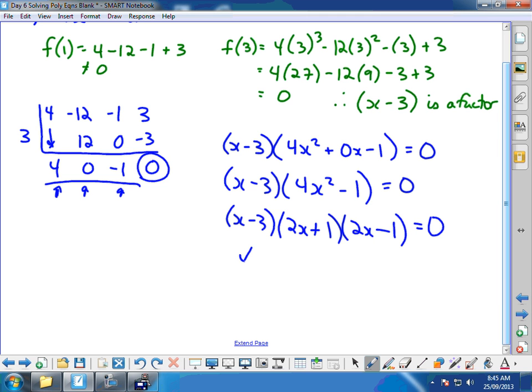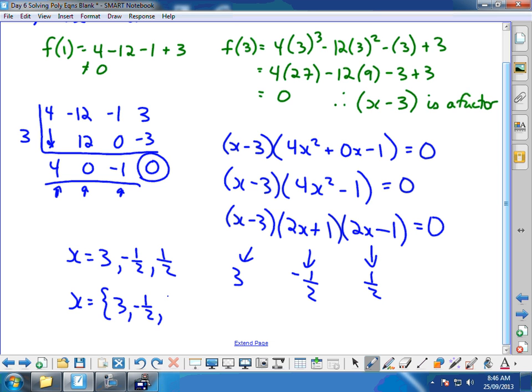Well, this one gets me 3. This one is a negative 1/2, because you have to divide by 2. And this one is going to be a positive 1/2. And so therefore, we have 3 answers. X equals 3, negative 1/2, and positive 1/2. Or we would write it as a solution set: 3, negative 1/2, and 1/2. You can do it either way.